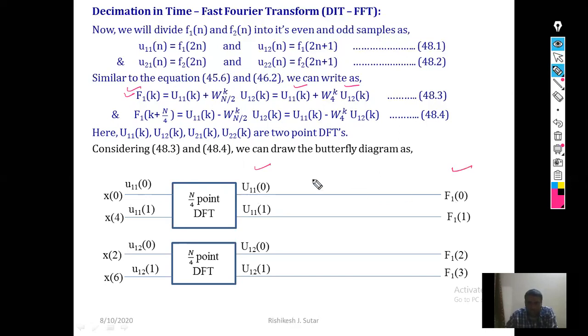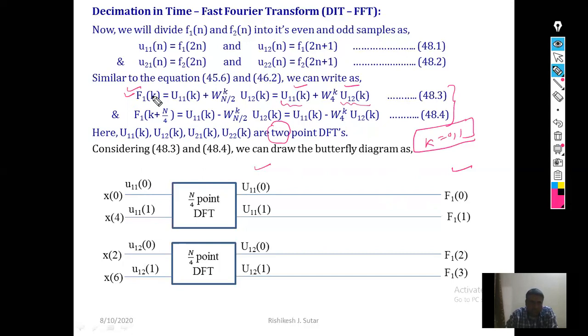Now I have to find the relation. I have to use adders and multipliers to implement these expressions in between F1 of k and u11 of k. So you can see here u11 of k plus W_4^k u12 of k. If you put the values here, as u11 of k and u12 of k are the two-point DFTs, I have to use here k equal to 0 and k equal to 1 only.